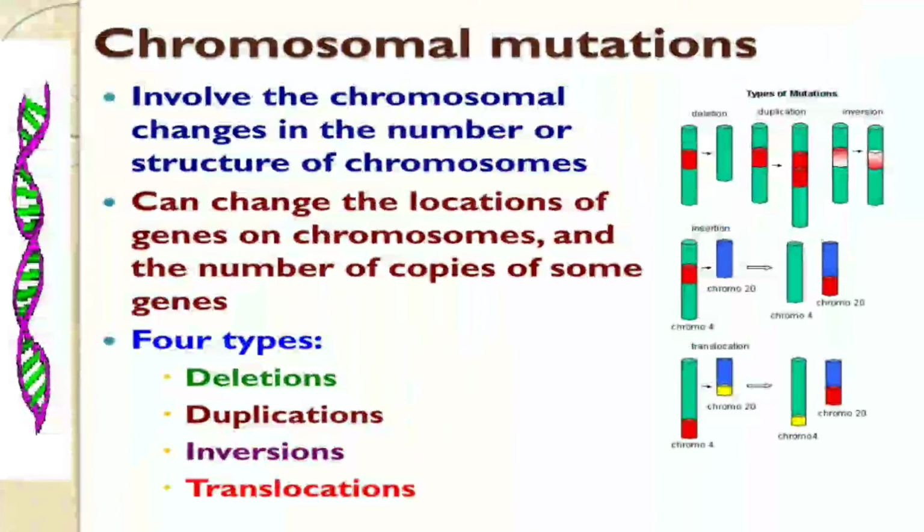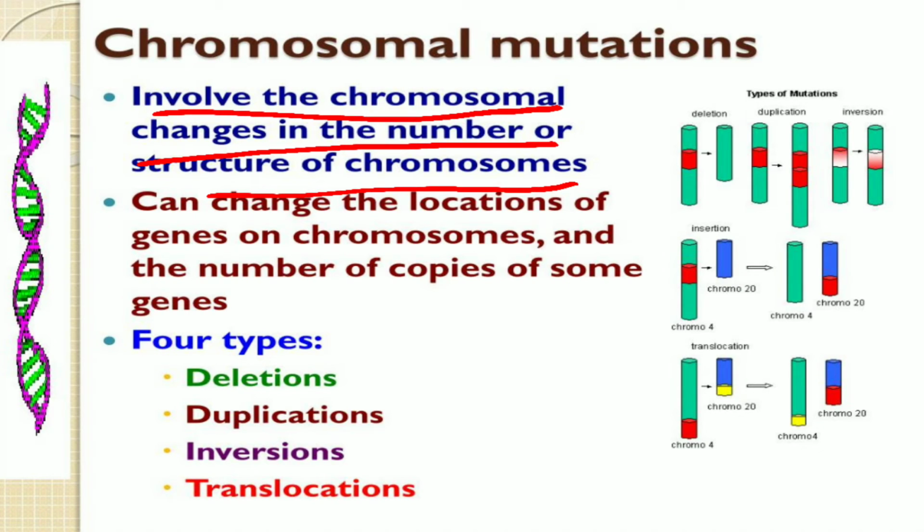Now next is the chromosomal mutations. Chromosomal mutations involve a change in the number or the structure of the chromosome, because a part of the chromosome either gets deleted or duplicated or added. Since there is a change in the structure of the chromosome, it can change the location of the genes. It can alter the copies of genes; it can either reduce the copies of genes or add to the copies of genes depending upon the various conditions.